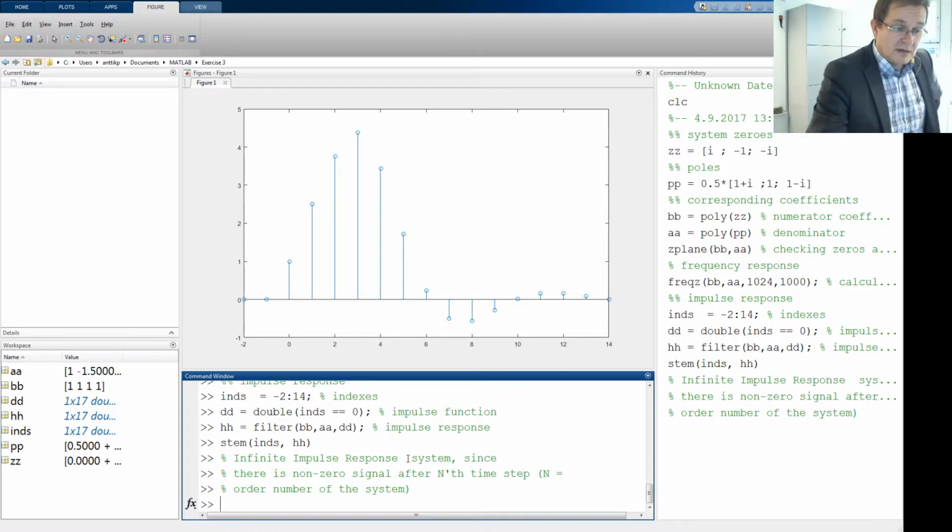Good. We took a look at the zeros and poles, also the frequency response. How about now let's take another look at the frequency response.